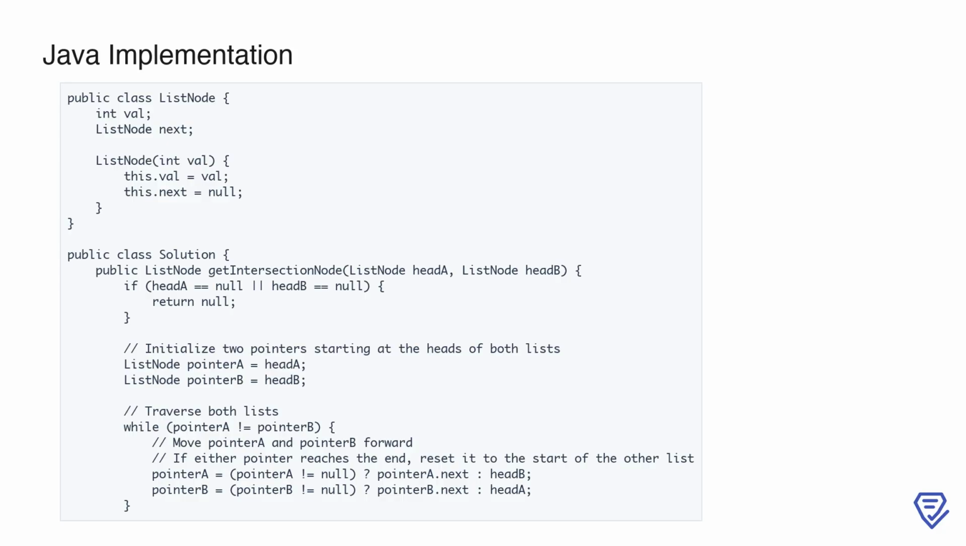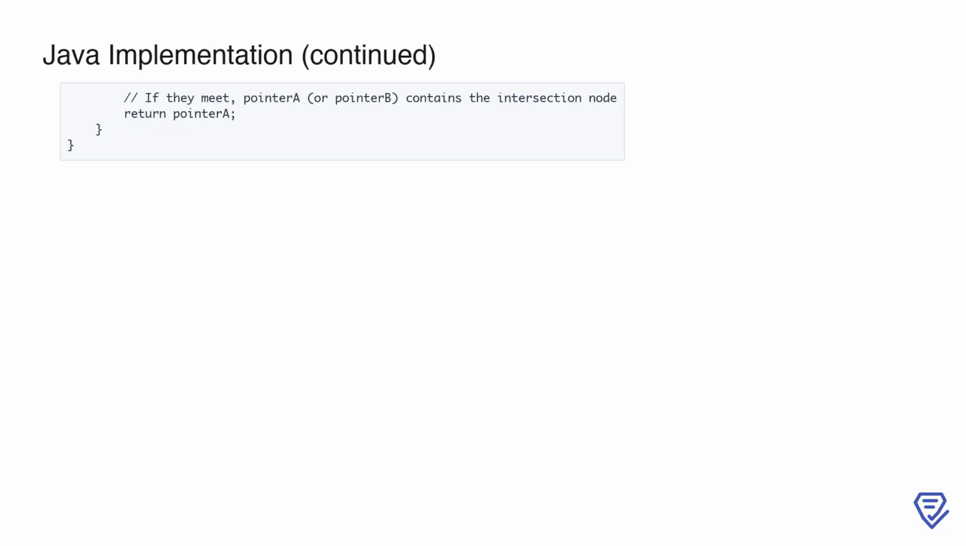The while loop continues until pointer A and pointer B meet, meaning they point to the same node or both become null if there's no intersection. The logic ensures that both pointers either meet at the intersection node or simultaneously reach the end of the lists without finding an intersection. Finally, once the loop exits, we return pointer A, which will either be the intersection node or null if no intersection exists. This approach is efficient in terms of time complexity, as it traverses each list at most twice, and it doesn't require extra memory for additional data structures.